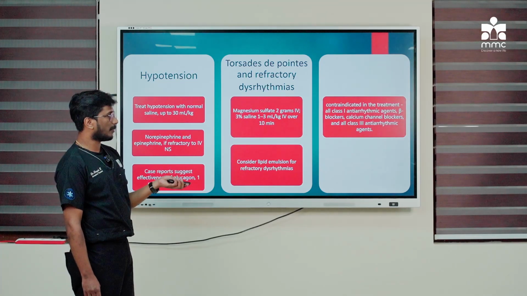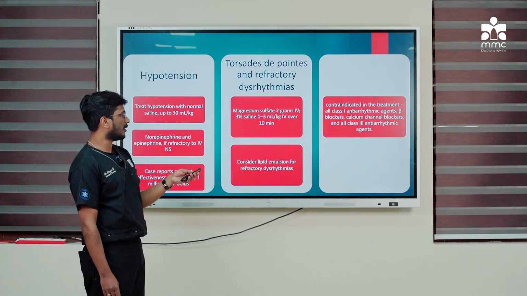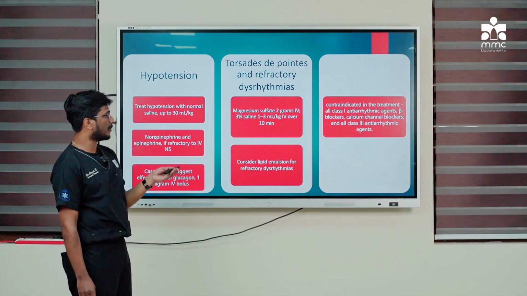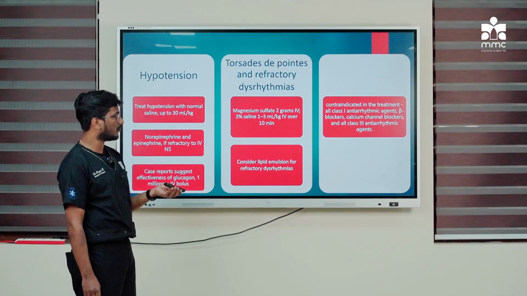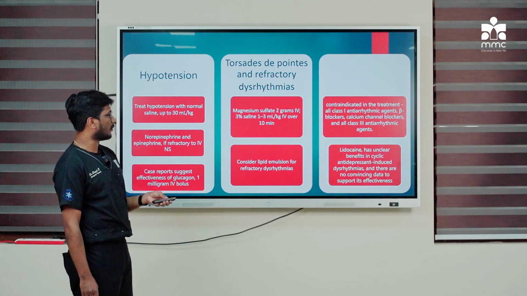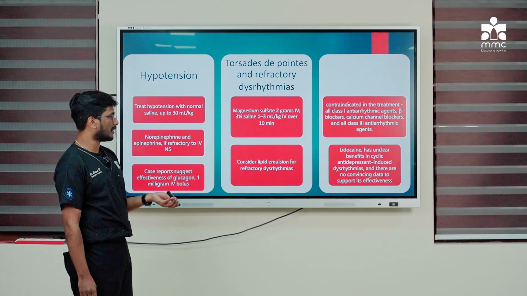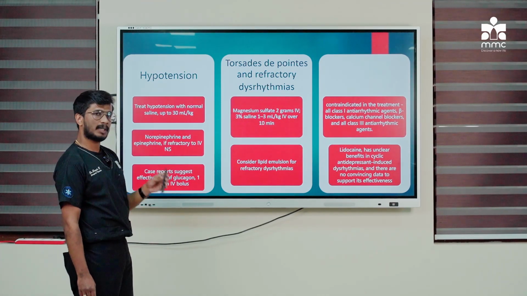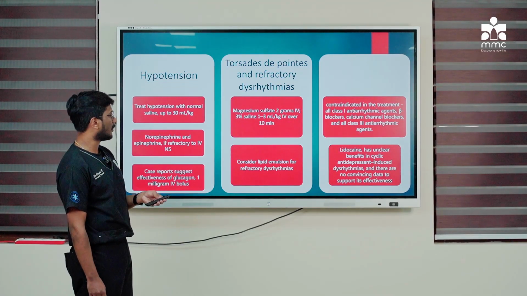So some of the drugs are contraindicated in the treatment of cyclic antidepressant overdose, especially drugs with sodium channel blocking property, that is class 1 antiarrhythmics, class 3 antiarrhythmics, beta blockers, calcium channel blockers. And lidocaine has unclear benefits in cyclic antidepressant induced dysarrhythmia, and there are no convincing data to support its effectiveness. So it's better to avoid lidocaine as an antiarrhythmic agent in cyclic antidepressant overdose.